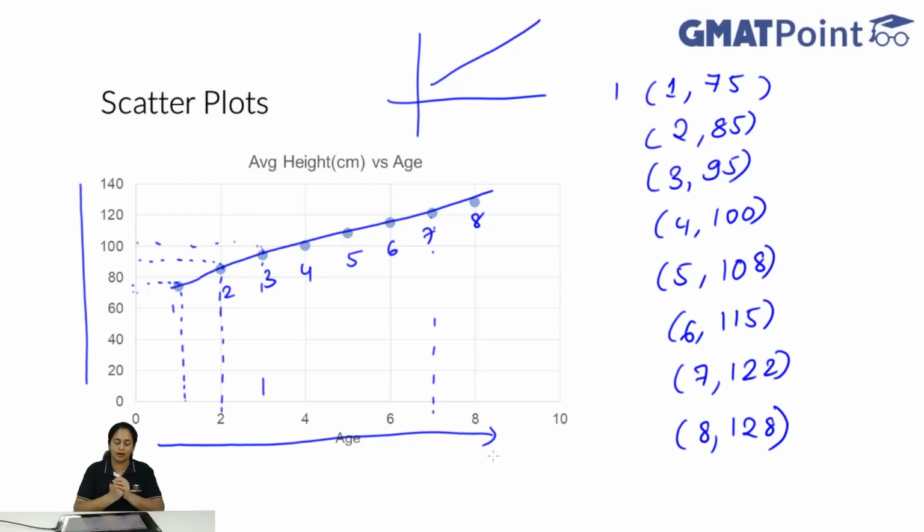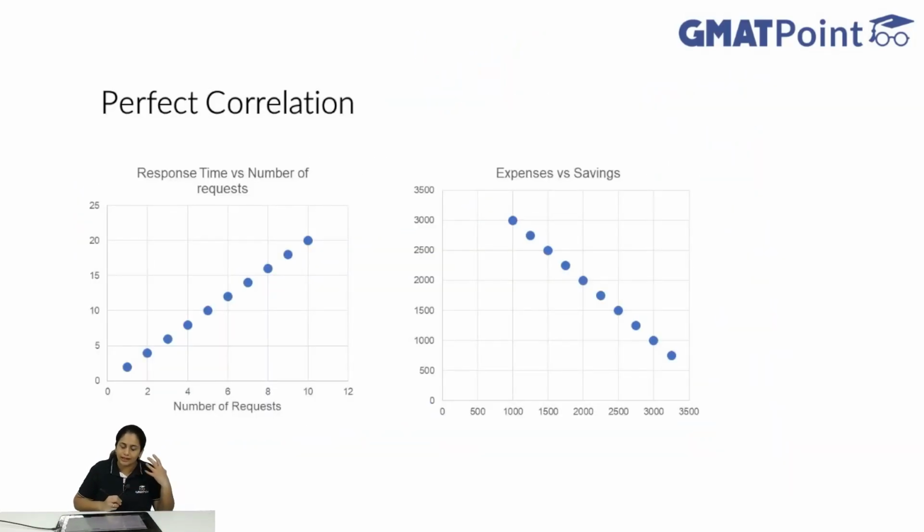Now let us see what we can infer based on scatter plots, what we can infer about the relationship between two variables. So here we had one scatter plot, we said that there is a positive relationship. But what is positive correlation, what is negative correlation? Let's take a look at these terms and understand what is correlation, positive correlation, negative correlation, what does it exactly mean? So positive correlation, first let's try to understand what is perfect correlation.